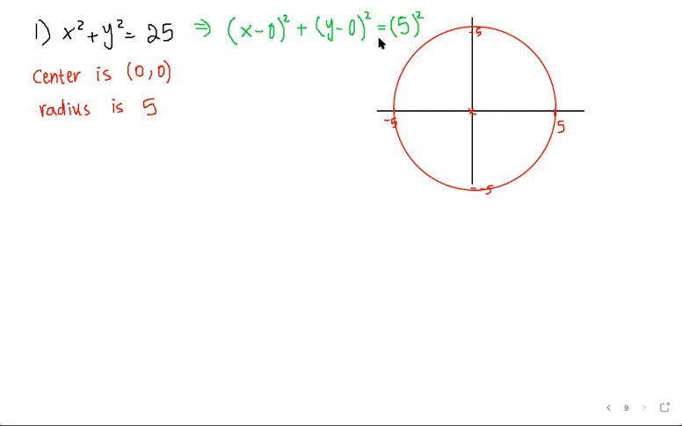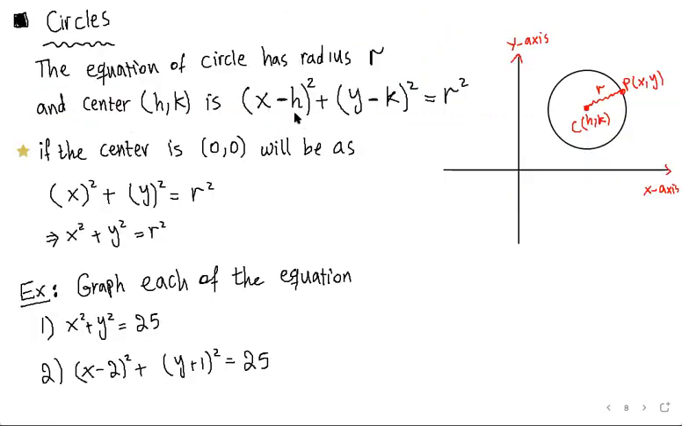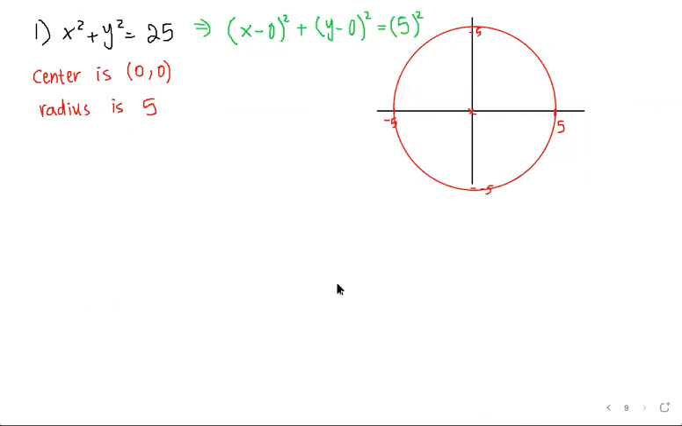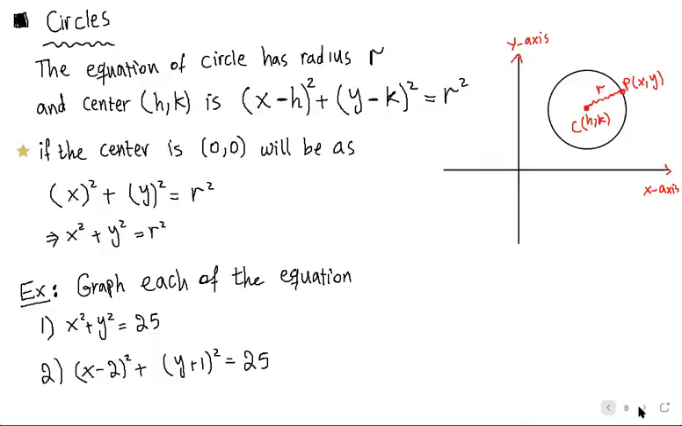Okay, who will do the second one? Angel said he is not sure whether the center sign changes or not. Here the center is 0, 0, so the 0 doesn't have any sign. Well, for the second one, let's do the second one. Who will do it? You want to do it?